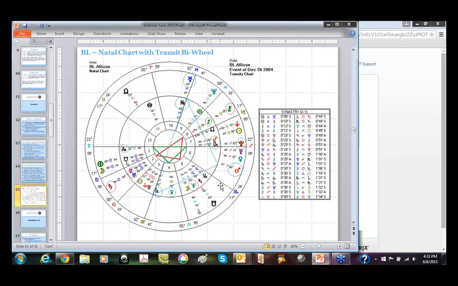So here's my transits that we've got going on. Transiting, this, by the way, is 26 December 04 was when this transit happened. I picked this date because I basically started a new life at this time. This is the day that I left home for a new assignment.